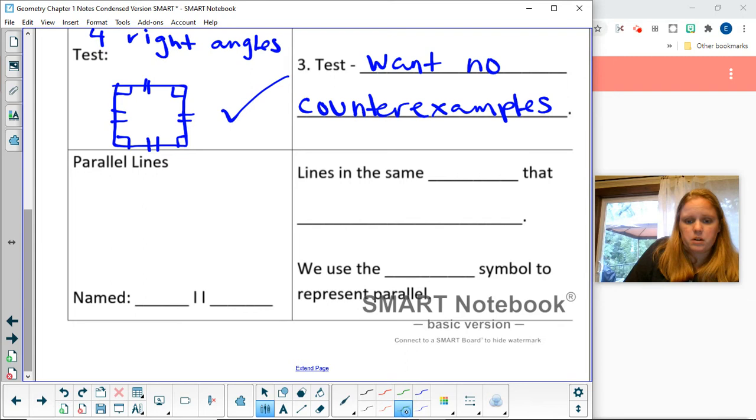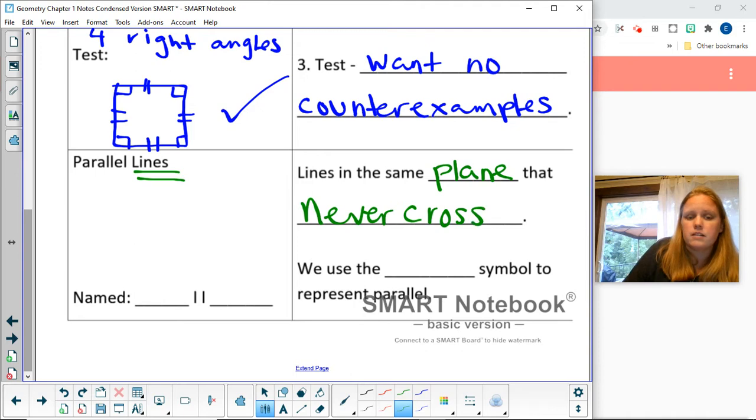All right, our next word, parallel lines. So here we have plural lines, which means more than one, and parallel means they're going in the exact same direction, but they have to be on the same flat surface or the same plane. So lines in the same plane that never cross or intersect.